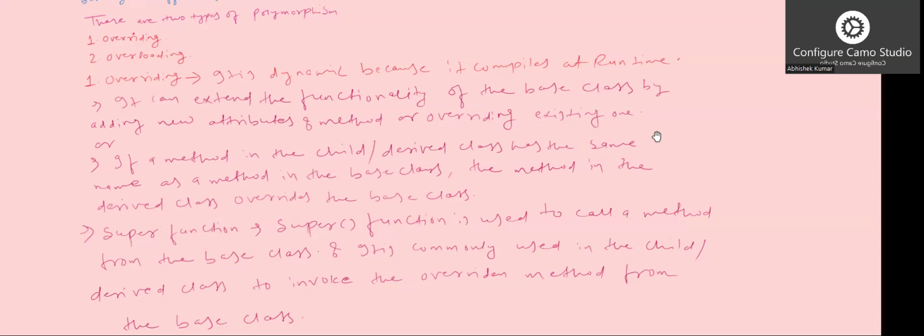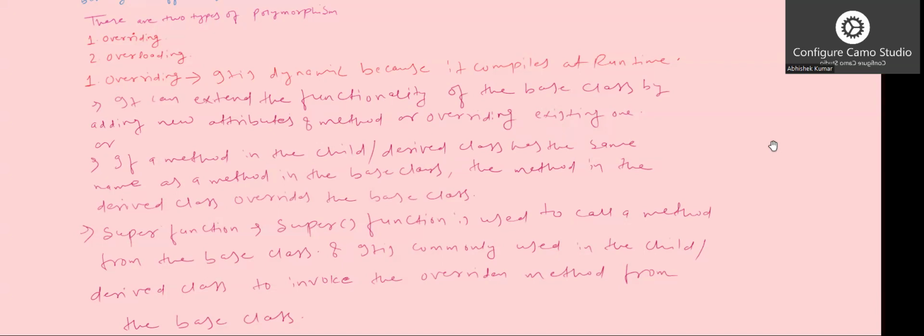If a method in the child class or derived class has the same name as a method in the base class, the method in the derived class overrides the base class. So there is another very good term in overriding, that is the super function. So the super function and overriding, both you can find in inheritance. So I think you got the idea. What we do in inheritance, the child class inherits the behavior, property or method of the parent class. So the super function is very useful in this.